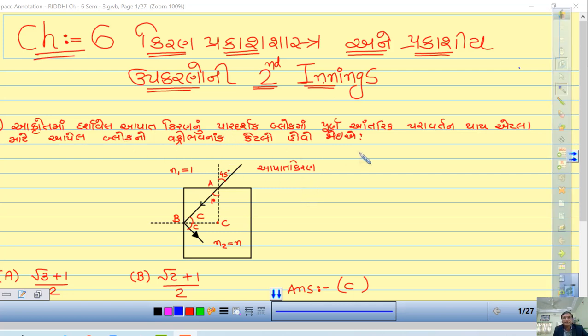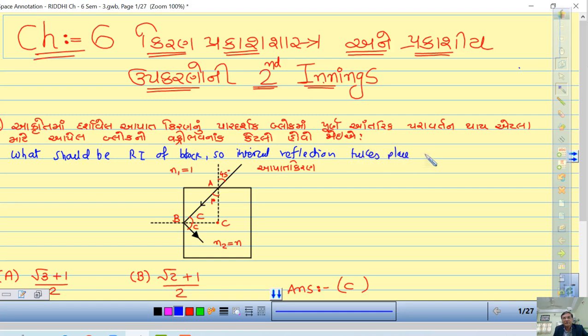So in the figure, what should be the refractive index of the block so that total internal reflection takes place at point B? Okay, this is the question.